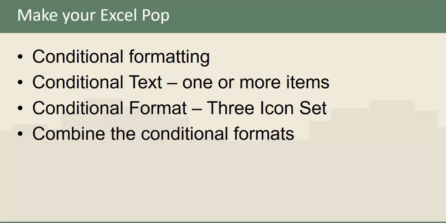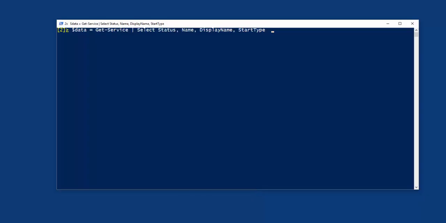If you've used Excel, you can find these features in the Excel product, and in the PowerShell Excel module, they've been surfaced as things you can programmatically engage with. And last, we're going to look at how you can combine both types of formats, both text as well as icon formatting. So let's work with Get-Service as we did before.